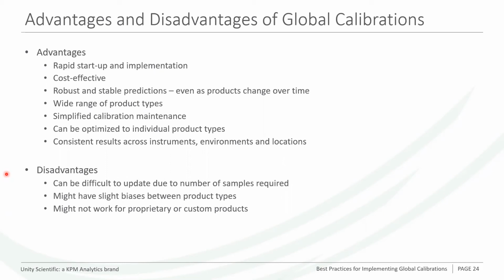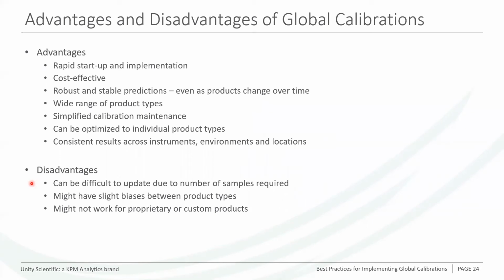Okay. Some of the disadvantages. If you happen to have samples that do not fit in a global calibration, which is rare, but it can happen, it can be difficult to update a global calibration due to the number of samples required. So typically you need a certain percentage. A rule of thumb might be 5 or 10% of new samples to really update a good calibration. So when you're dealing with thousands of samples, it can be difficult to update calibration if your samples happen not to fit.